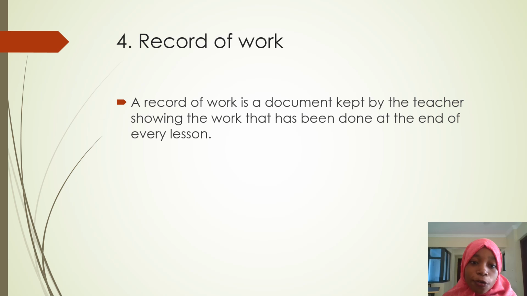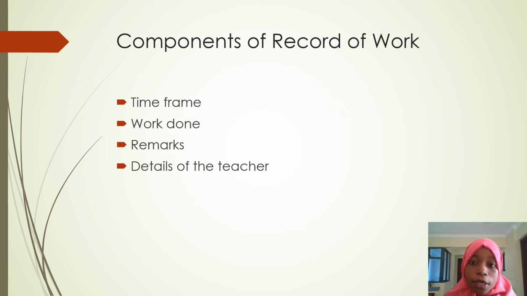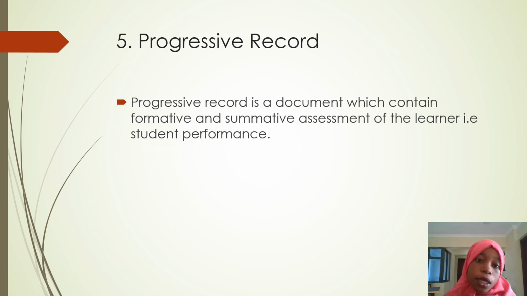Number 4 is the record of work. A record of work is a document kept by the teacher showing the work that has been done at the end of each lesson. At the end of each lesson, you should record the work that you have done in that session. The components associated with the record of work are the time frame, the work done, the remarks, and the details of the teacher. And the fifth, which is our final, is the progressive record. A progressive record is a document which contains the formative and summative assessment of the learner, that is, the student performance.